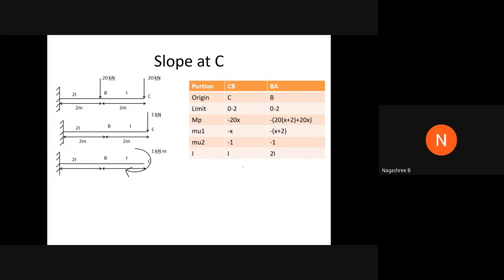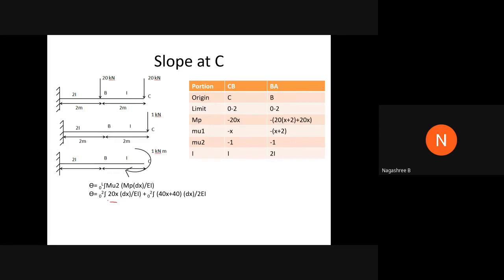So the slope at point C is nothing but we are going to take the value of theta with Mu2 in particular, because it is the moment due to unit rotation. So it is Mu2 multiplied by Mp into dx divided by EI. So here Mp is 20 into x. Mu2 you have got as -1. So minus 20 into x multiplied by -1 will be plus 20x.